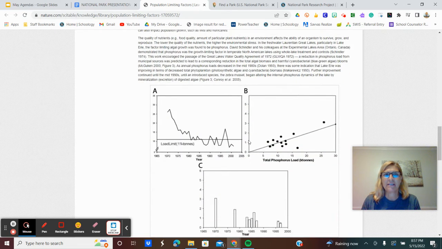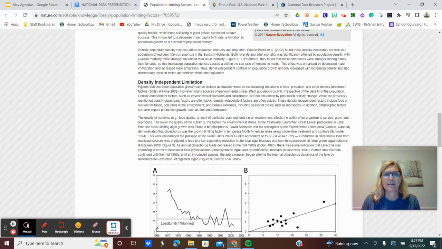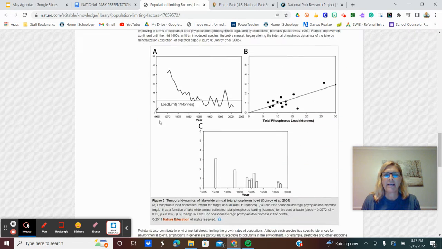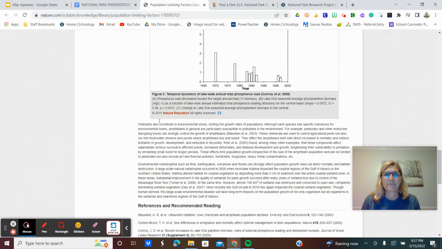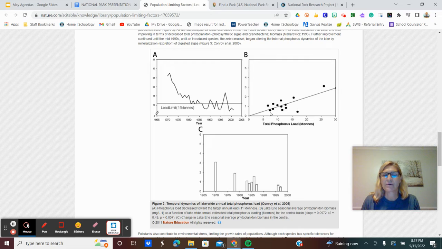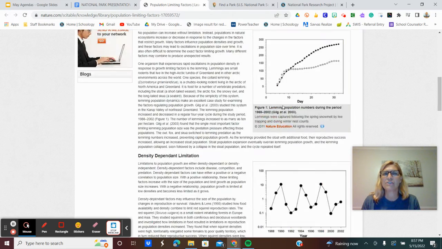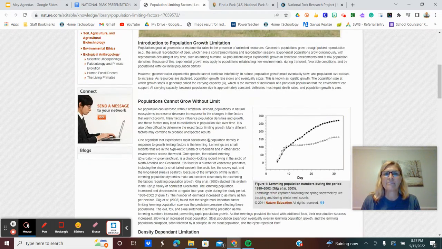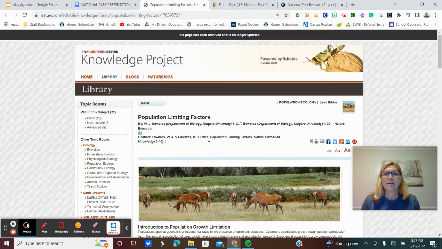Independent limitation, and it tells exactly about this. So you'll need to read through here. And then there's some more information on that showing the population. So this is going to be a little bit challenging. So you're going to have to put in a little effort here. You can send me an email or something. We can talk about it. But I'm not going to go into more detail about it.